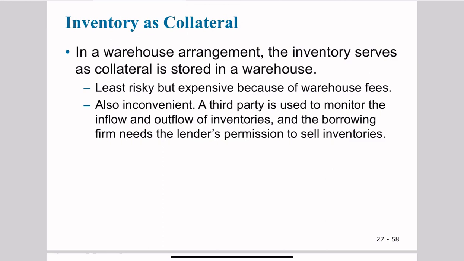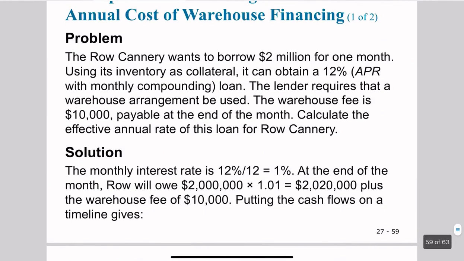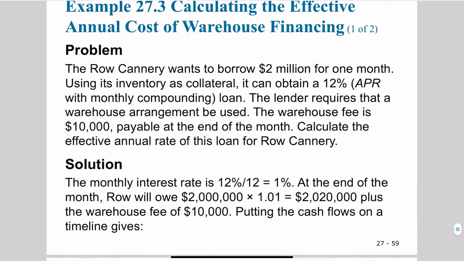So potentially the lender might want to ask a third party to monitor the inflow and outflow of inventories. And then, based on the contract, possibly the borrowing firm will need the lender's permission to sell inventories. Okay, let's see this problem here.